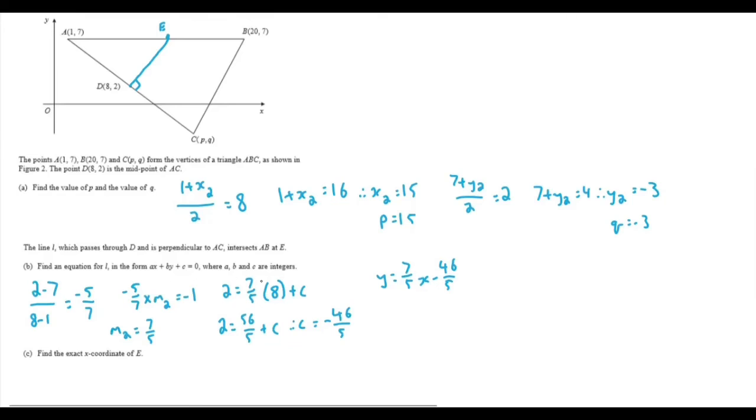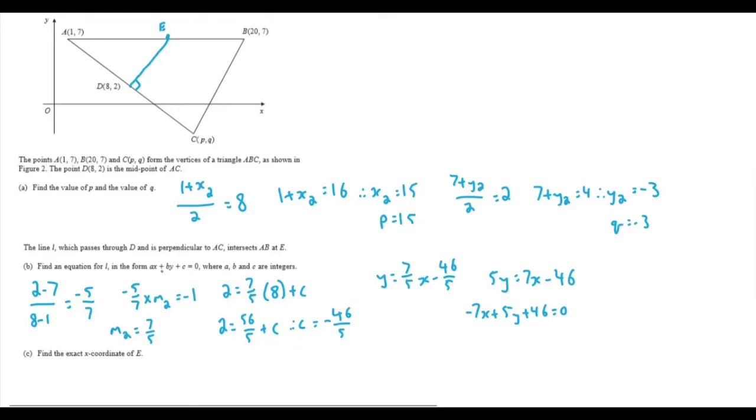Because we want these to be all integers, we'll now times up by the common denominator of 5. So 5y equals 7x minus 46. And bringing everything onto this side here, you'll have minus 7x plus 5y plus 46 equals 0. It doesn't matter that that's a negative x here. a can just be the whole of your minus 7. Alternatively, you could have brought the y over to have 7x minus 5y minus 46. That's just as valid.